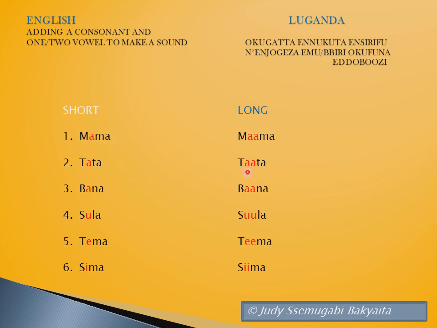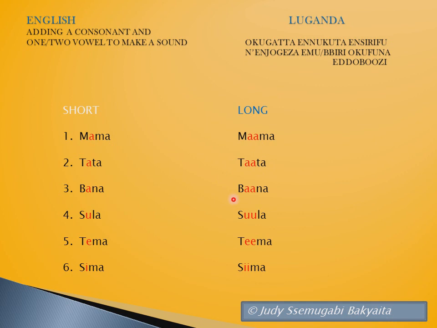But in Luganda, this is long. We have 2 vowels. This one I've marked. In Luganda, we call mommy maama. We don't write mama, we write maama. So we have two vowels in the middle. Tata, that is a type of car, I believe so. So in Luganda, we call daddy taata. We write it like this, with double A in the middle. We don't write tata, we write taata.